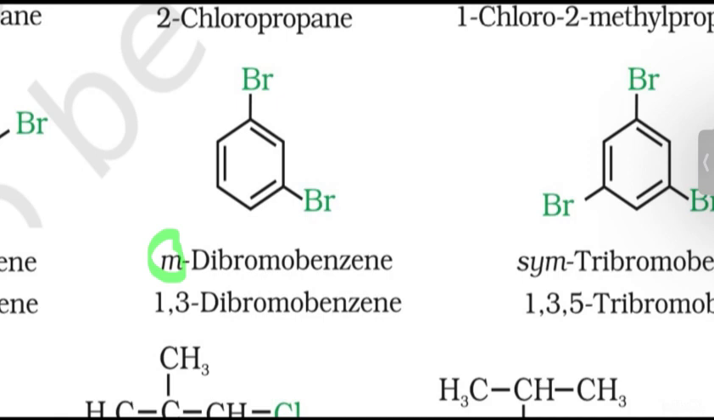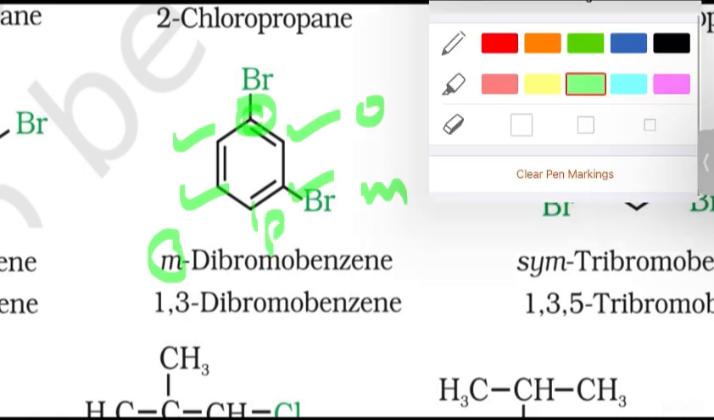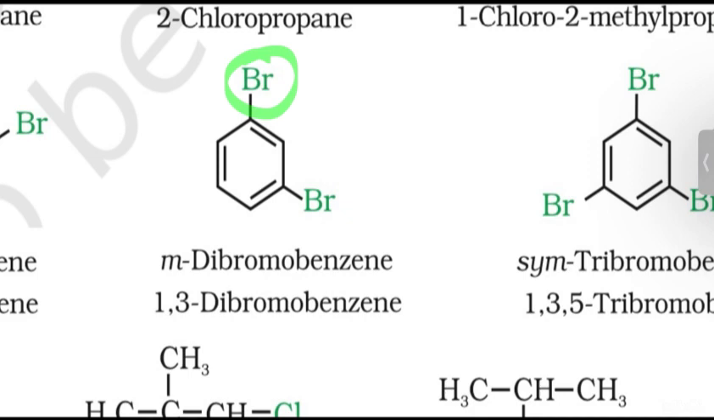M is meta. So if this is the carbon that I am choosing as a reference, then this carbon and the next two carbons are ortho, next two are meta, and exactly opposite is called para position. So as you can see, after this the next Br is at third carbon, so this becomes meta dibromobenzene. Again, ortho, meta, para terms are not used in IUPAC, so this is again a common name. This is the IUPAC name.